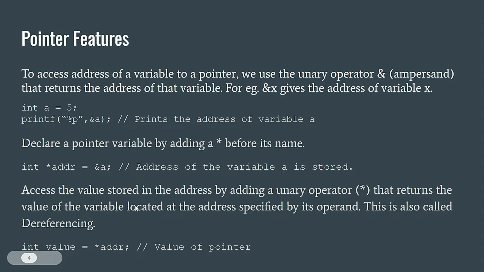Now we can access the value stored in the address. That means this address denotes some location, and this location has some value. We can access that value by putting the star mark before this address, and this is also called dereferencing in the language of C and C++. Simply, it is the value, so we can get the value as int value equals *address. Now let us see examples of each and everything.